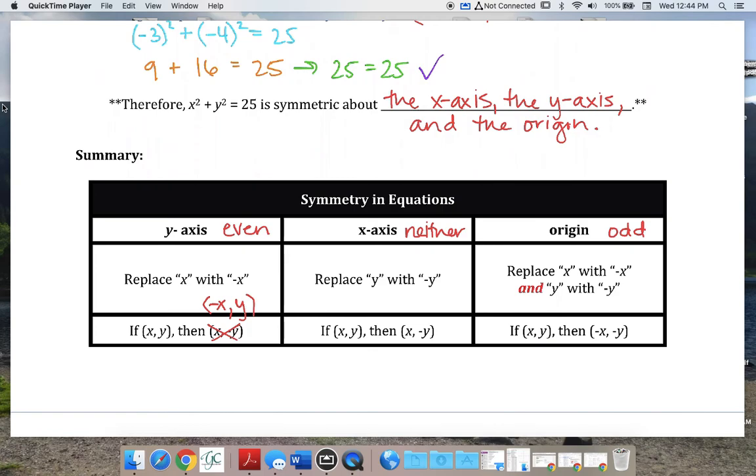So feel free to review this video, watch it as many times as you need to. There are some extra examples worked out in the notes key, just so if you want some extra practice checking for types of symmetry and identifying types of functions, check those on Canvas. And feel free to ask your teacher if you have any questions about this.